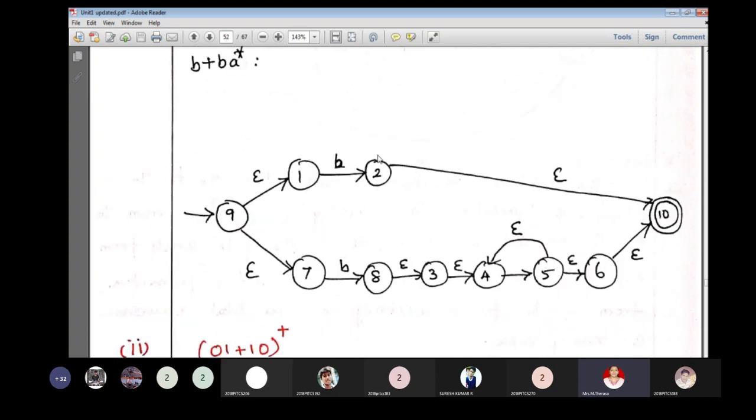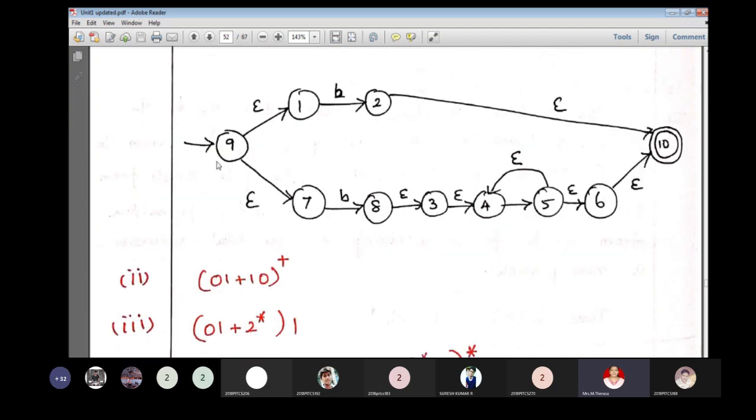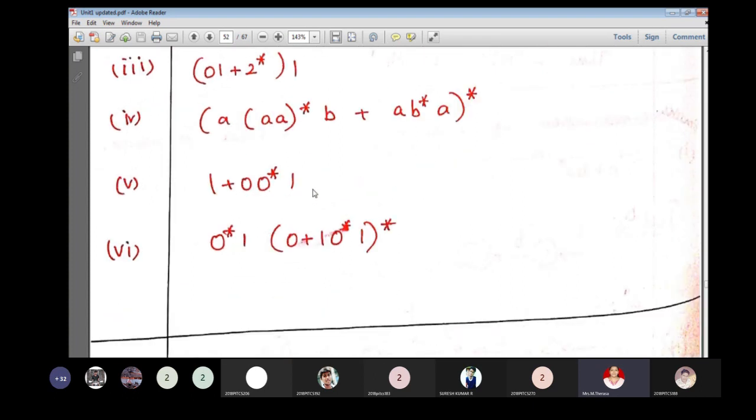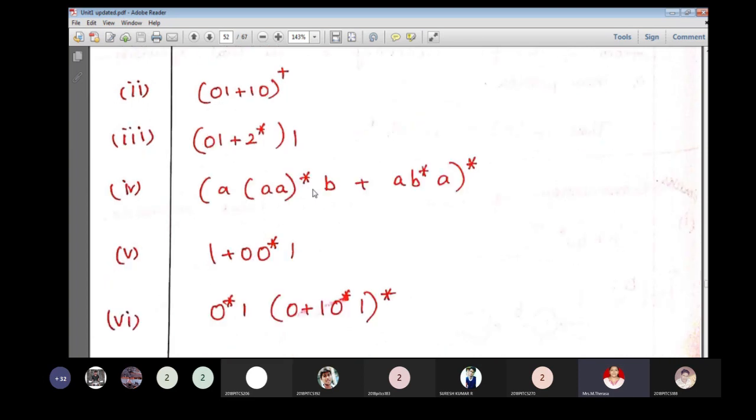Either-or part. So here from 9 to 10 you can go if you want to read B, and for this B A star you can follow this path, that is from 7 to 6. Both things are connected with the new initial state 9 and the new final state 10. Is it clear? Yes. So similarly, note down these problems and solve them at home as homework.